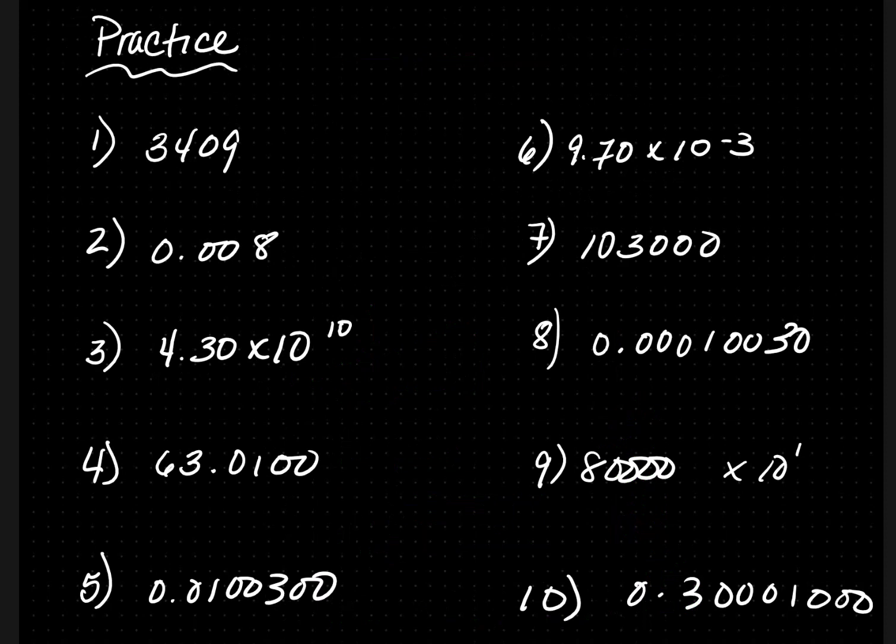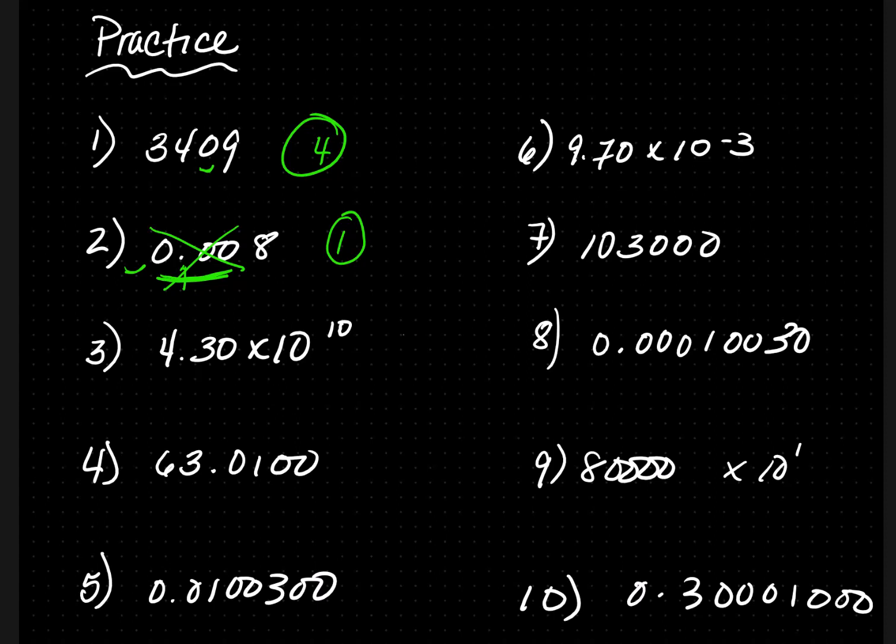Pause the video, try these problems on your own, and check your answer. So for number 1, there are 4 significant digits. The 0 is significant here because it's surrounded by significant digits 4 and 9. So every digit in number 1 is significant. Number 2, there is only 1 significant digit. If I look at the first set of zeros here, there is a decimal present, but no significant digit in front. So these zeros are considered to be placeholders. So there's only 1.